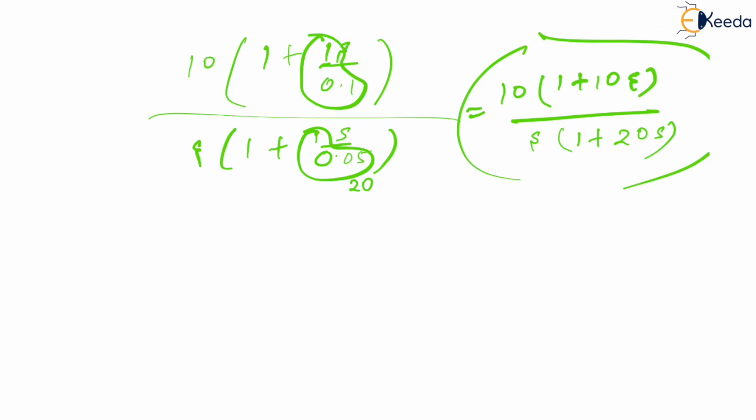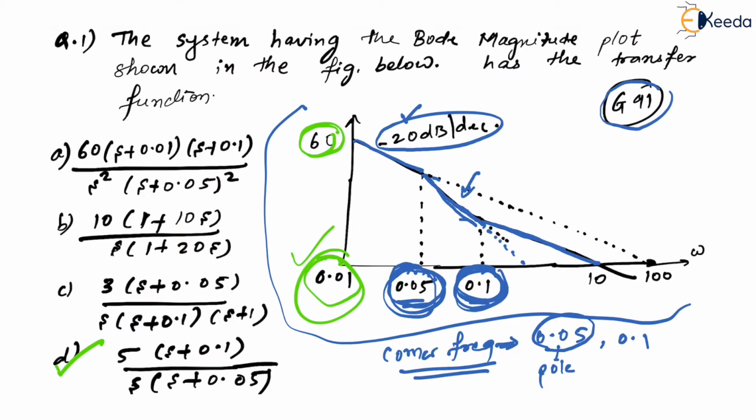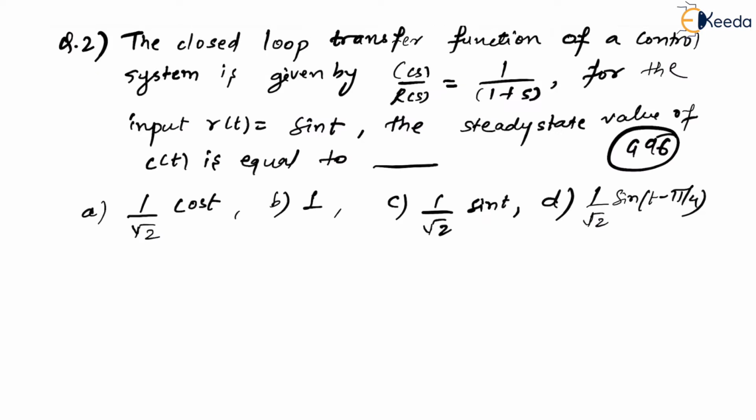Is that correct? So if you check, we have one more option which is having the same thing, which is option B. It is 10 into 1 plus 10s upon s into 1 plus 20s. Which means both these options, B and D, are correct, so it is sort of like an MSQ, multiple select question. Here we have got two options to be correct. Okay, now we will see some more problems.